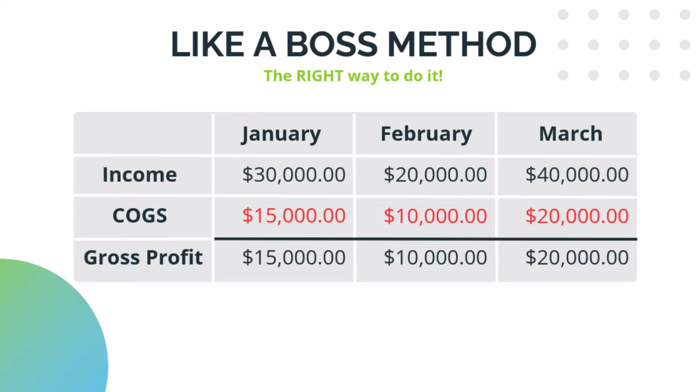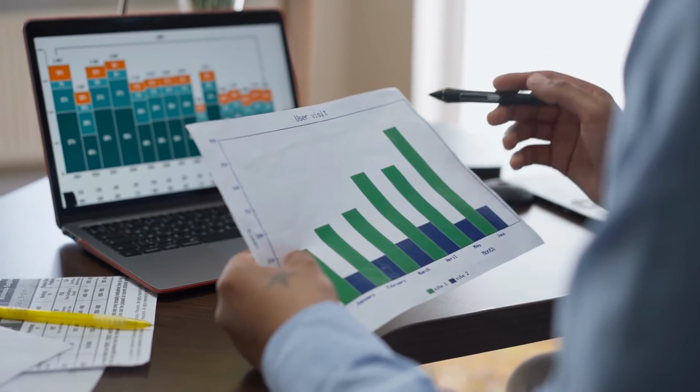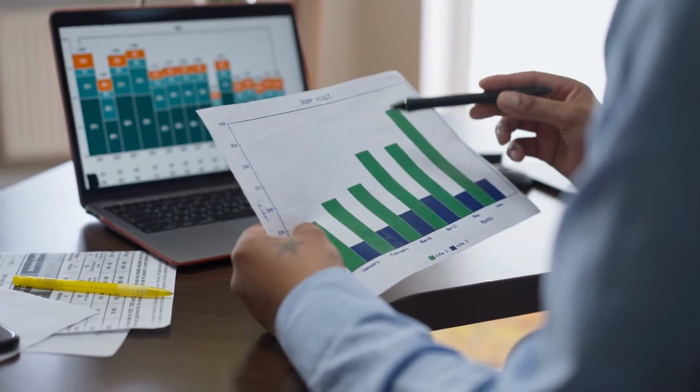What you see here is that you have a consistent gross profit margin month over month. You can see how you're performing as a business, and you can see what your profitability really is, and you can make really good decisions with this method.